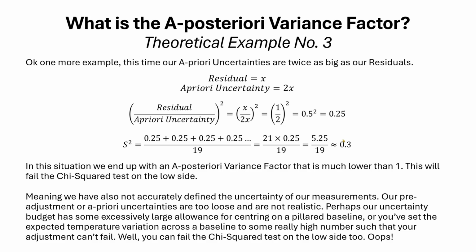This will fail the chi-squared test on the low side, meaning we have not accurately defined the uncertainty of our measurements. Our pre-adjustment or a priori uncertainties are way too loose and are not realistic. Perhaps our uncertainty budget has some excessively large allowances for, say, centering on a pillar baseline, or you've set the expected temperature variation across the baseline to something really hot, some really high number, such that your adjustment can't fail. Well, you can fail the chi-squared test on the low side too, so oops again.